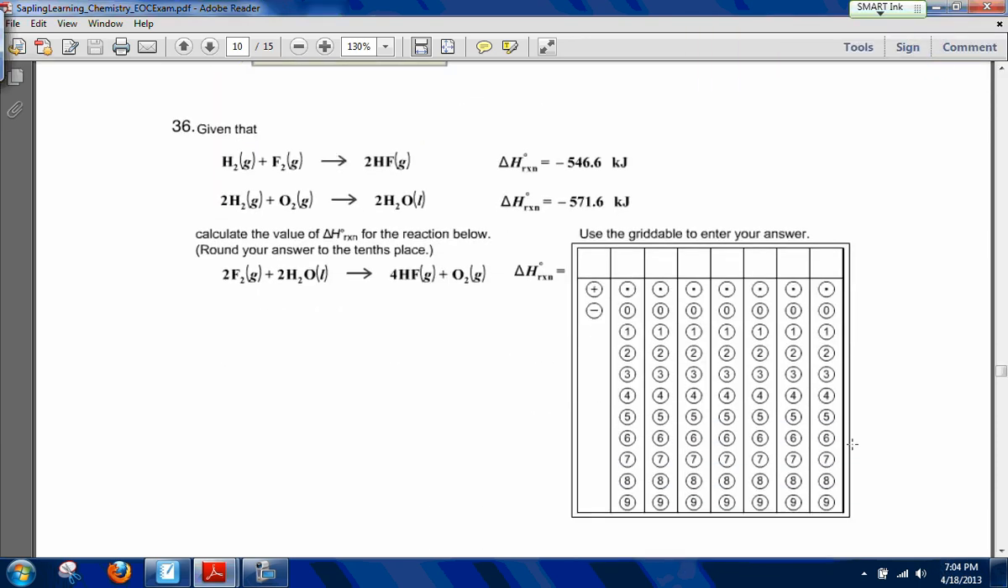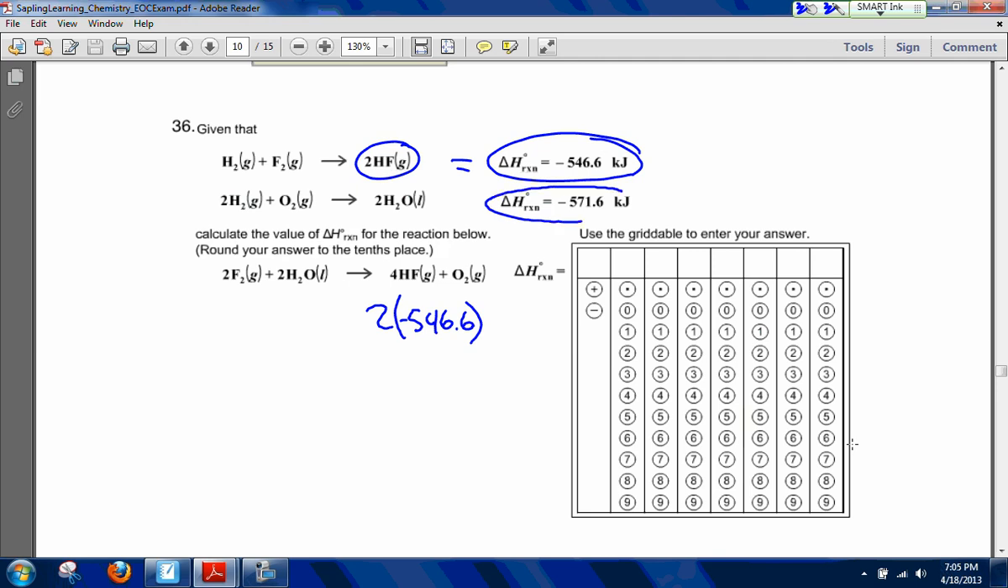All right, this is one of the fun ones. Number 36. H2 plus F2 makes 2HF, and we get a total heat of this. Okay, so that means 2HF is equal to this. So what I'm going to do is replace that in the bottom equation, which if 2HF is that, 4HF would be 2 times that. Okay? 2H2O is equal to this. So I'm going to replace that in the equation.